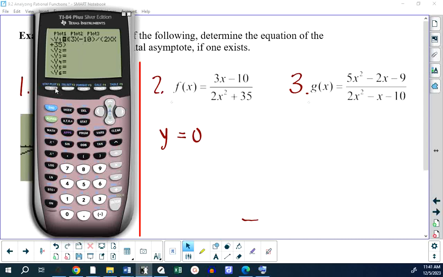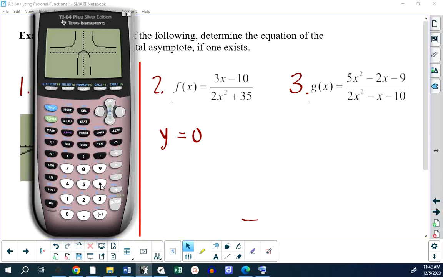And finally, 5x squared minus 2x minus 9 over 2x squared minus x minus 10. Go zoom 6 again, just to start off there. This is not, everybody, how you are going to be finding horizontal asymptotes. Would you agree there appears to be some horizontal asymptote there?